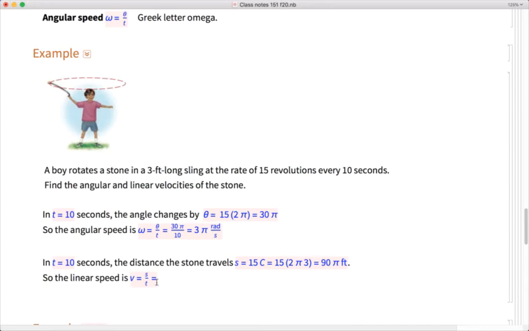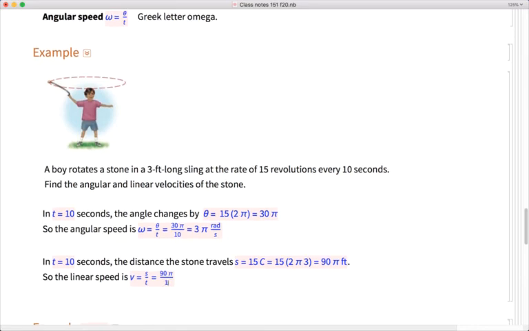Okay, so to get the linear speed, how fast the stone is traveling, we take the total distance that it has traveled, that's 90 pi, and we divide again by the time. And this comes out to be 9 pi. And the units here are feet per second.